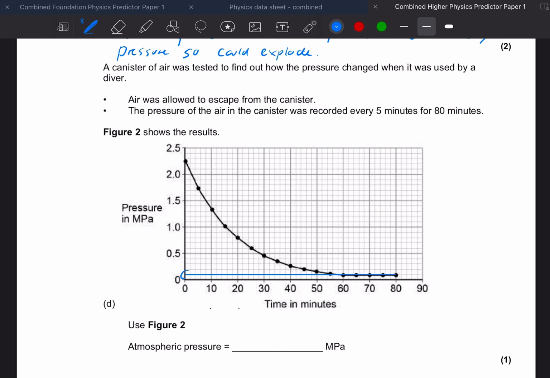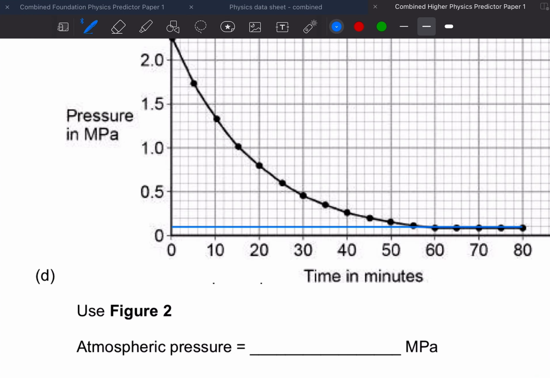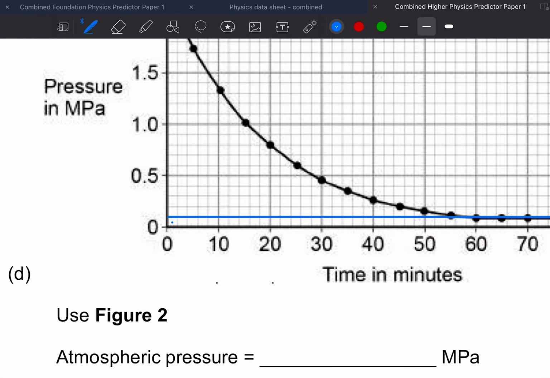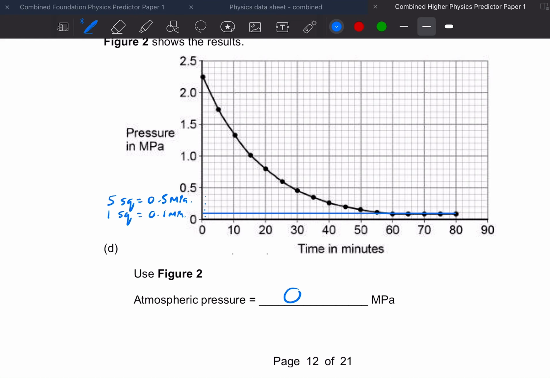So we just need to figure out what that value is there. So we just look at our scale. So we've got 1, 2, 3, 4, 5 squares. So 5 squares is equal to 0.5 MPa. So 1 square is equal to 0.1 MPa. So it's 0.1 MPa.